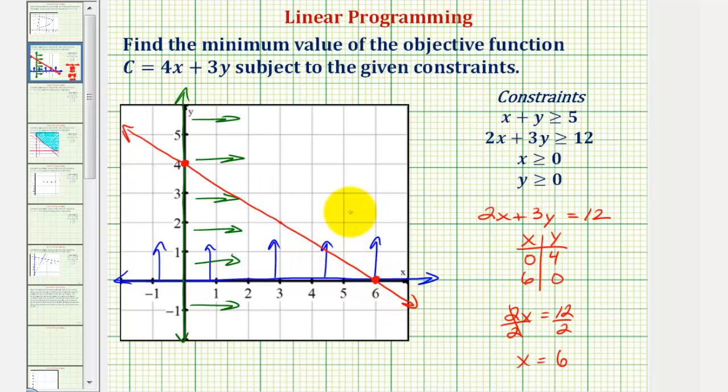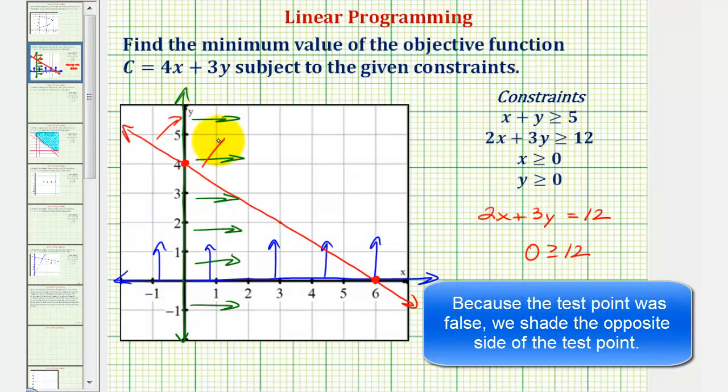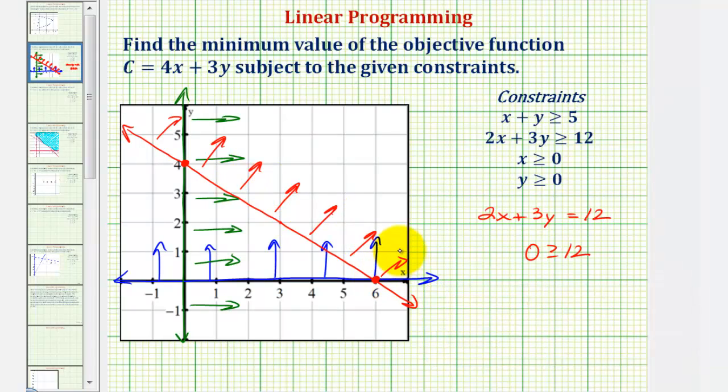To determine what side to shade, we'll select a test point. We can select any point not on the line. Let's go ahead and select the origin, or the point 0, 0. And we'll make the substitution into the inequality here. So notice if x is 0 and y is 0, we would have the inequality 0 is greater than or equal to 12. Well, this is false, and the test point is on this side of the line, or below the line, and because that's false, we want to shade above the line. So we'd shade this half plane here. Notice so far this is the region shaded 3 times.